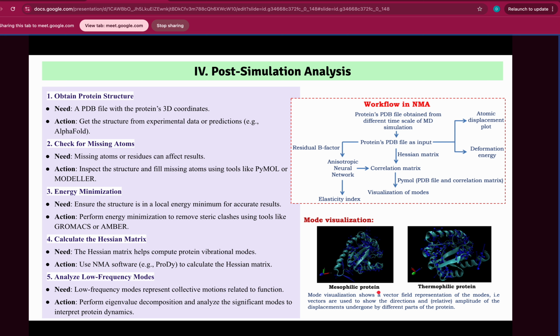And this is the mode visualization. This one is the mesophilic protein, whereas this is the thermophilic protein. In NMA we can visualize the mode, and it shows a vector field representation of the modes. That is, vectors are used to show the direction and relative amplitude of the displacements undergone by different parts of the proteins. So these are different position vectors. This tells you in which direction major changes are brought. So we can compare two structures. In this case they have compared mesophilic and thermophilic proteins to show how the conformation of two different proteins changes and towards which direction. All these analyses can be performed with NMA.